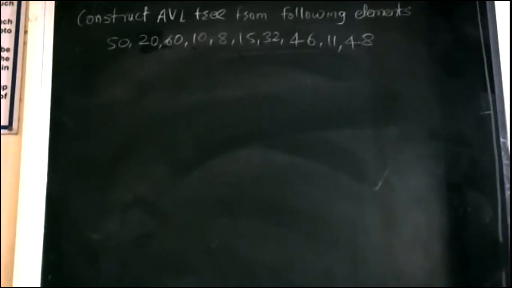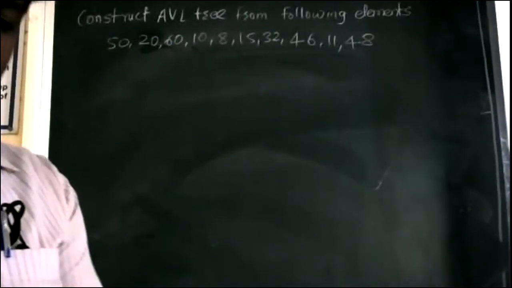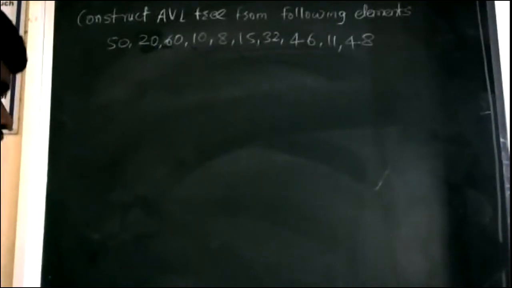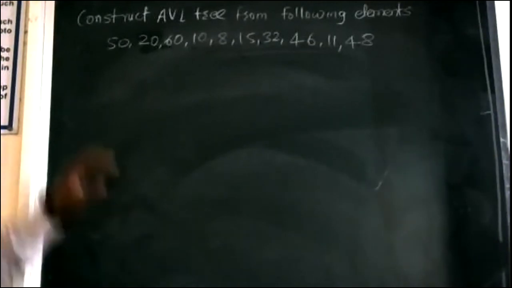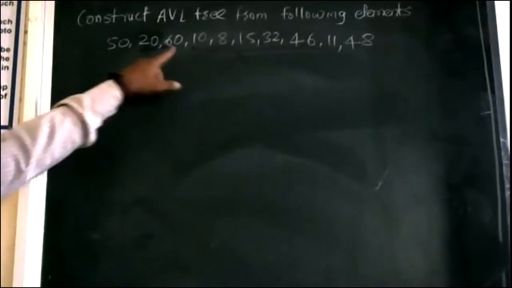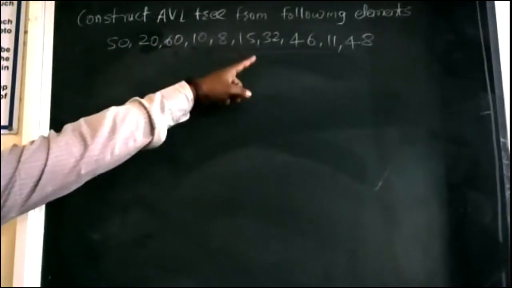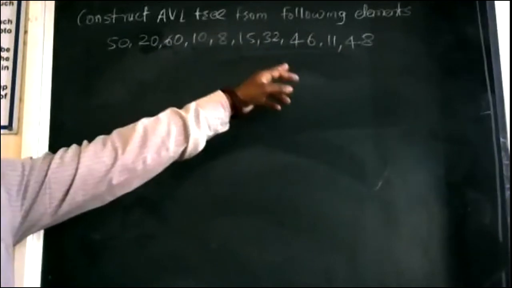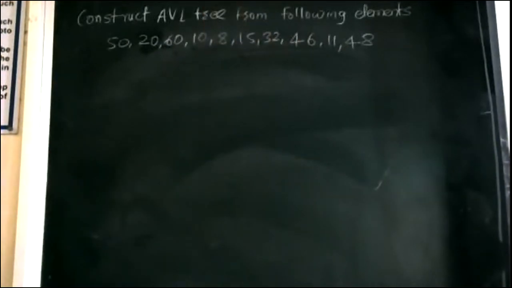Construct AVL tree. Now, what is the first step? Construct the AVL tree from the following elements. So, how many elements are given here? 50, 20, 60, 10, 8, and so on, ten elements, right?